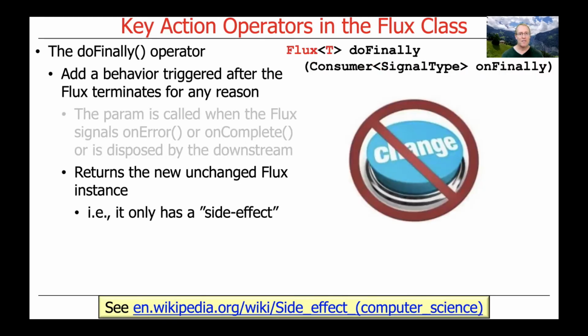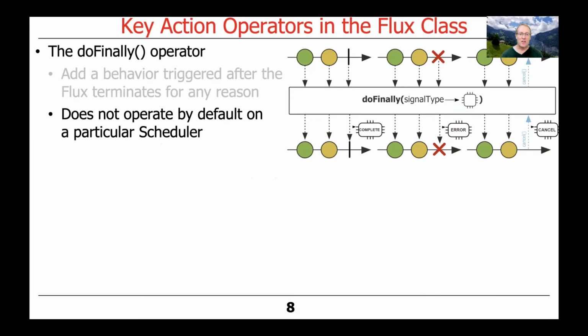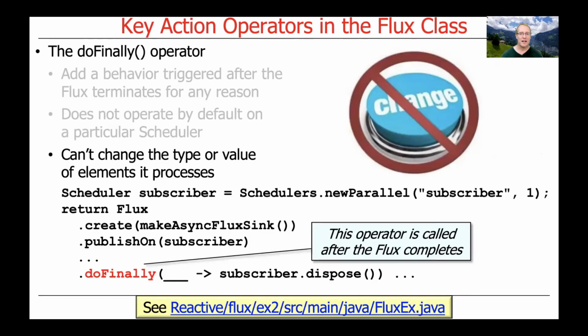doFinally returns a flux that's unchanged. In other words, it's only used for its side effects. The doFinally operator doesn't operate by default on any particular scheduler. It'll run in whatever context it was called as part of the flux stream up to that point. To reiterate the point we made earlier, the doFinally operator cannot change the type nor the value of the elements that it processes. Here's an example we'll look at in more detail when we get to the case study at the end of this lesson.